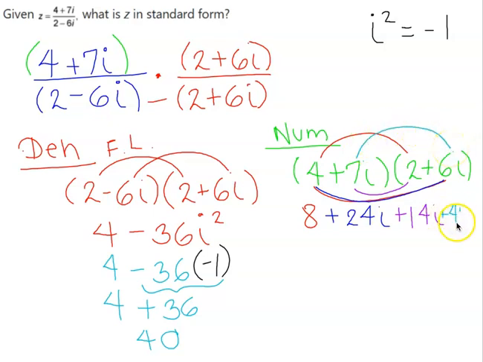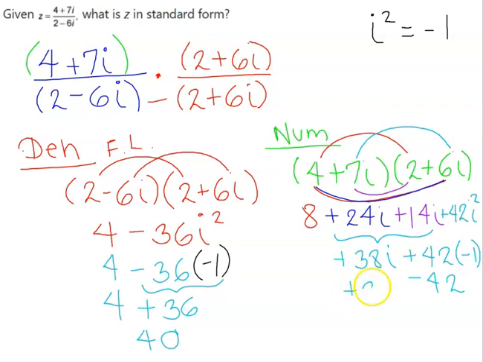And remember, i times i would be i squared, being negative 1. So we're going to replace the i squared with negative 1, and we're going to combine outer and inner as well, because 24i and 14i are like terms. So changing 42 and i squared to negative 1 gives me negative 42, bringing down the 38i. I'm going to bring down the 8 and combine it now with the negative 42. So that'll give me negative 34 plus 38i.